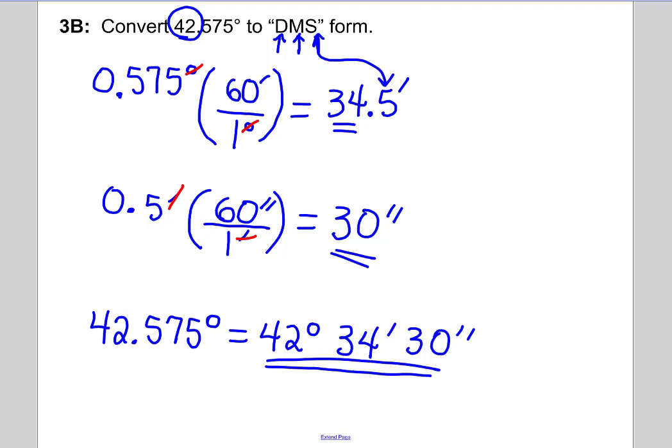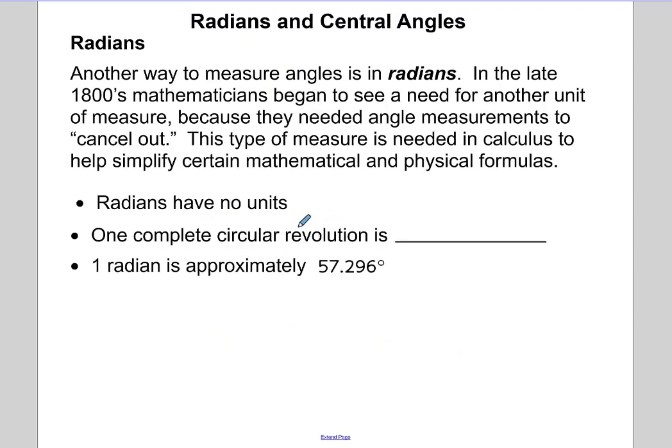All right, next we're going on to look at what a radian is. Now, a radian is another way to measure angles. And in the late 1800s, mathematicians began to see a need for this other unit of measure because they needed angle measurements that canceled out. This type of measure is also needed in calculus to help us simplify certain mathematical and physical formulas. Super important, radians do not have a unit.